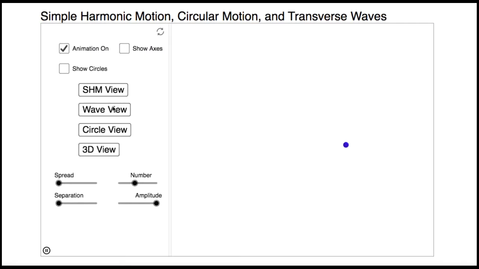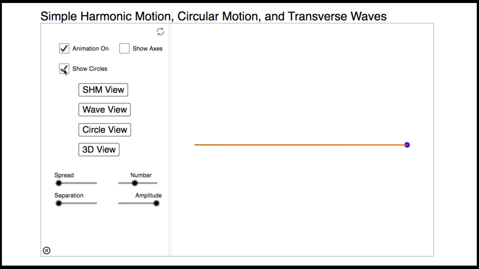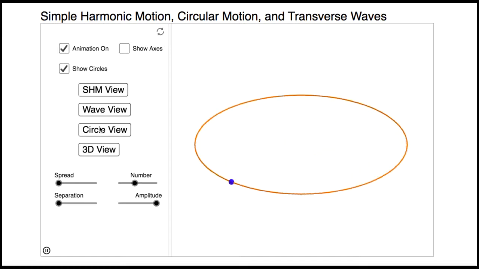We'll take a look at this animation. I'll put the URL for this page in the video. We see an object undergoing simple harmonic motion from left to right. Now I'm going to put a line there so that you can see it going back and forth. This is simple harmonic motion, but watch this.